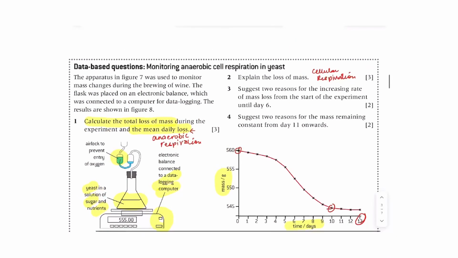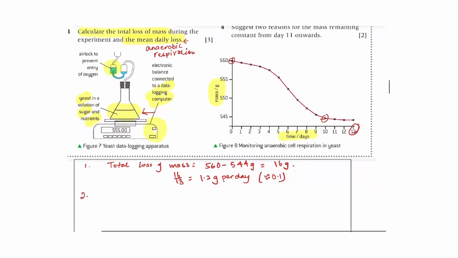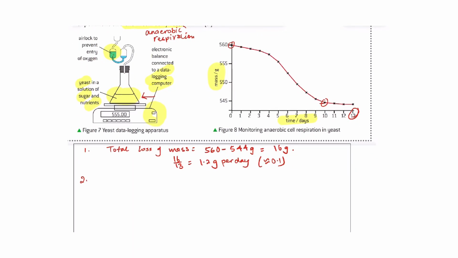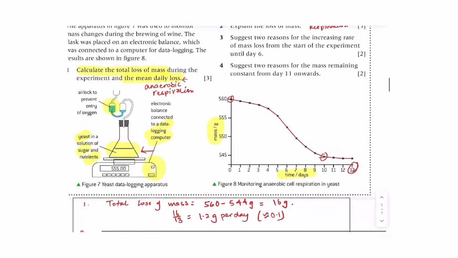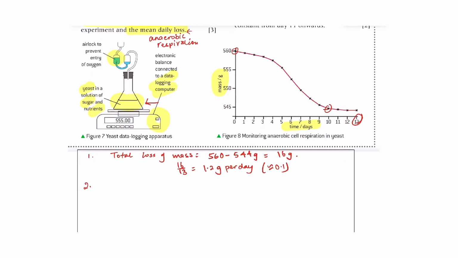Second question: explain the loss of mass. So why is there a loss of mass in the solution? This setup is having a loss of mass, you have to explain. It's how many marks? This is a 3-mark question, so we need to have 3 marks. The first mark: you have to identify anaerobic cellular respiration. You can also call it alcoholic fermentation because it is yeast and anaerobic.